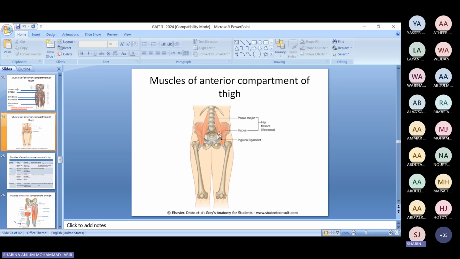So these are the psoas major and iliacus, which form the iliopsoas. And this is the important muscle for flexion of the hip joint. Right? Do you remember in the previous slide, I told you one important muscle for extension of the hip joint? Yes? Any idea?